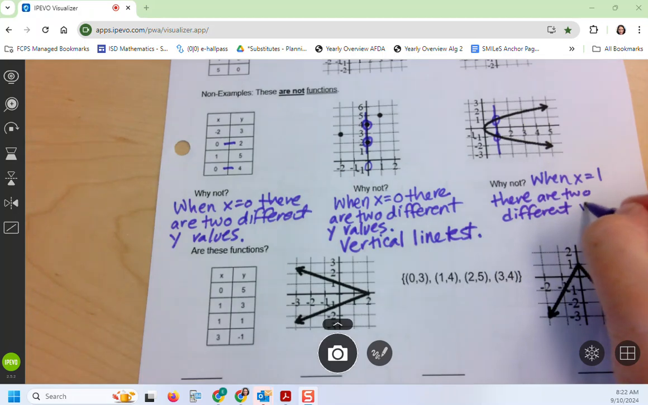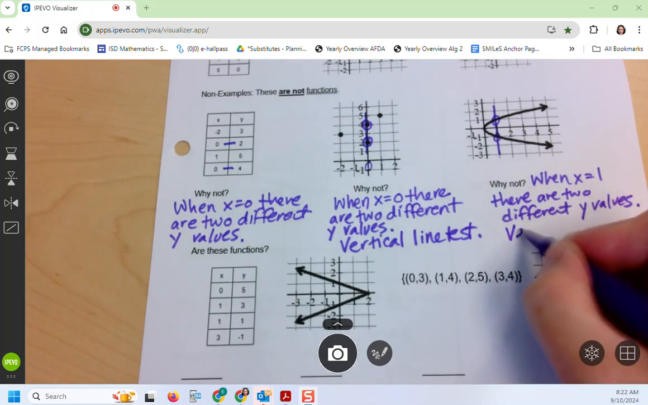there are two different y values. And I'm also going to write vertical line test.